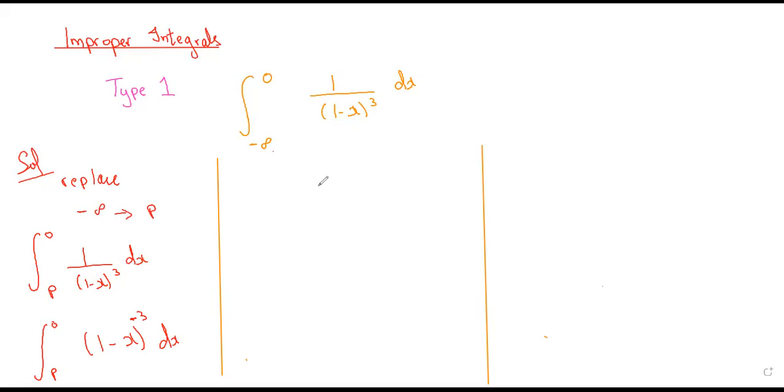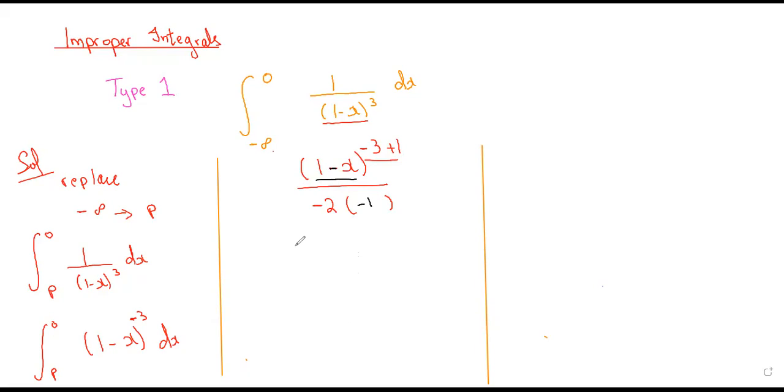I told you earlier as well, how do we integrate such type of functions? I'll write down the bracket factor as it is. I'll write down the power, add 1, and divide it by the new power. This is minus 2. And I need to divide it by the derivative of this function. What is the derivative of 1 minus x? Minus 1, because we have minus x. So it would be minus 1.